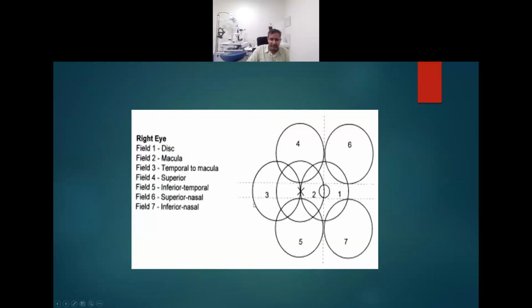So as we can see, field 2 is centered around the foveola. Fields 4 and 5 are above and below the foveola. Field 1 is nasal to the foveola and 3 is temporal to the foveola. Field 6 is supranasal to the disc and 7 is inferonasal to the disc. This is the modified Airlie House classification, and this is all area in the posterior pole.